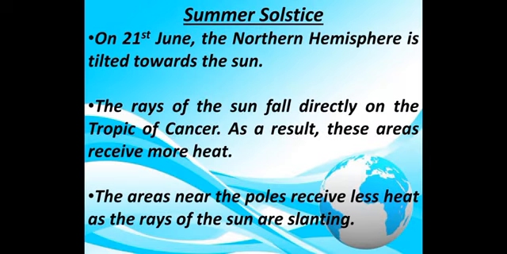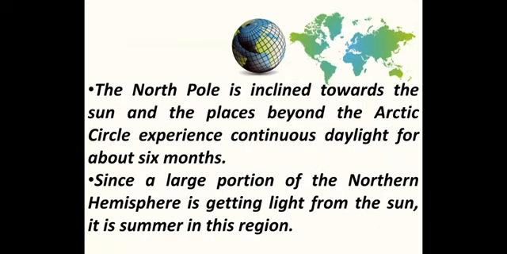Summer solstice. On 21st June, the northern hemisphere is tilted towards the sun. The rays of the sun fall directly on the Tropic of Cancer. As a result, these areas receive more heat. The areas near the poles receive less heat as the rays of the sun are slanting. The North Pole is inclined towards the sun, and the places beyond the Arctic Circle experience continuous daylight for about 6 months. Such a large portion of the northern hemisphere is getting light from the sun, so it is summer in this region. Now we will see it from the diagram.